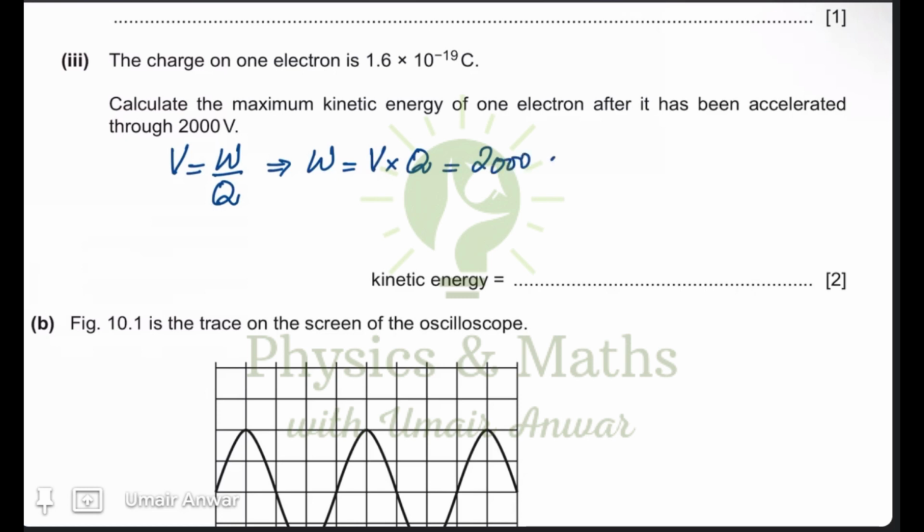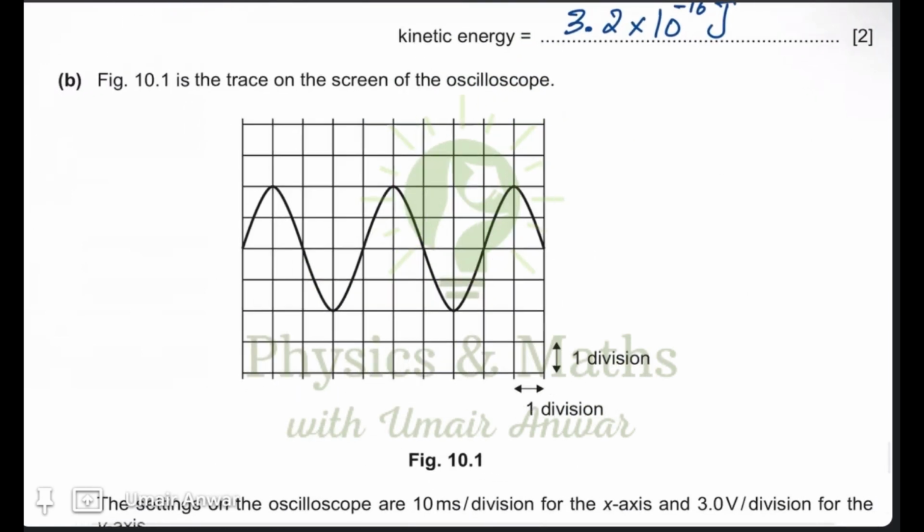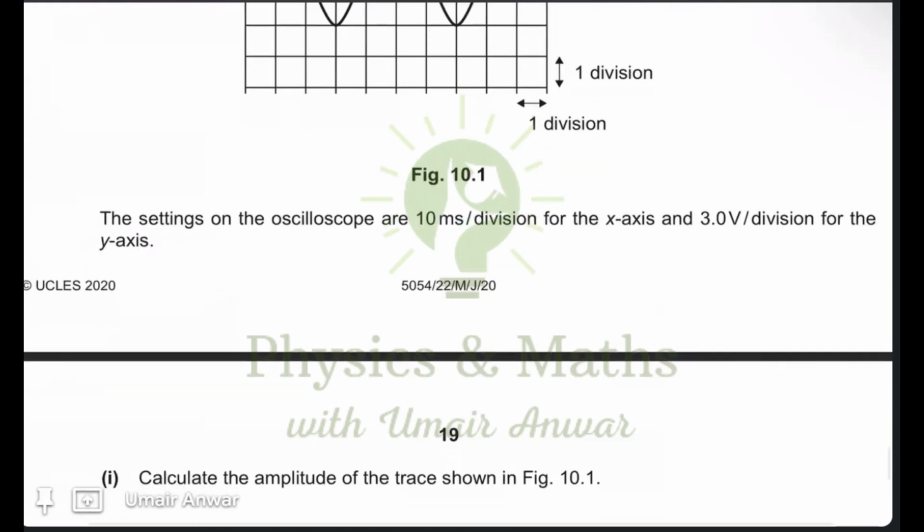So the voltage here is 2000 and the charge of one electron is 1.6 into 10 raised to minus 19. So the answer is 3.2 into 10 raised to minus 16 joules. So this is the kinetic energy gained by the electron, which is equal to the work done on the electron. Figure 10.1 is the trace on the screen of the oscilloscope. The settings on the oscilloscope are 10 milliseconds per division.